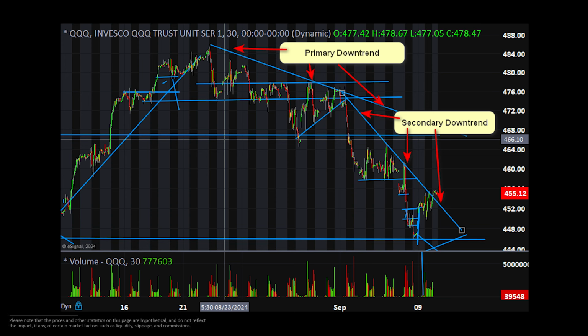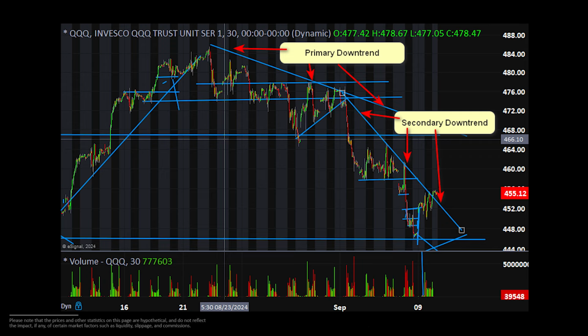And although sellers are in control of the market overall, the quick drop in price will attract buyers, causing a short-term bounce. Let's take a look at the multi-week 30-minute chart to illustrate what I'm talking about. As you can see on this chart, the Triple Q topped out a few weeks ago and recently formed a downtrend. I've labeled this downtrend the primary downtrend. Then last week that downtrend got steeper. I've labeled that the secondary downtrend.